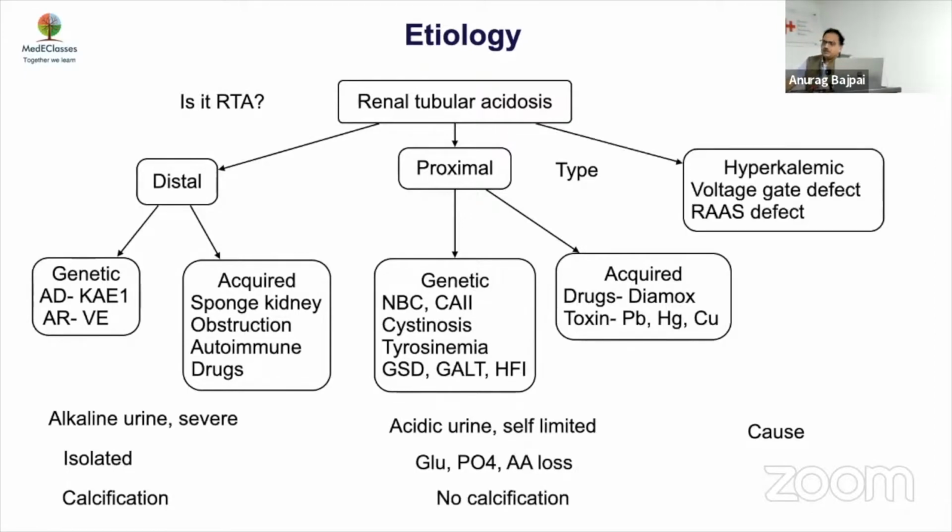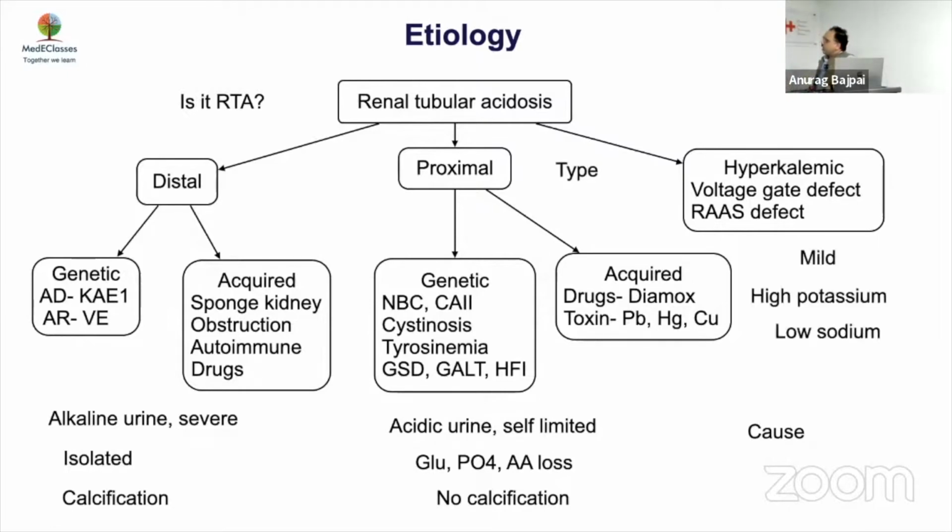And finally, we have a hyperkalemic acidosis RTA with a voltage-gated defect or a RAS defect. I'll be focusing predominantly on distal RTA because all 4 cases we have chosen are distal RTA, which is more common, more severe, and more likely to present with failure to thrive, calcification, fractures, or paralysis. The question you will ask is: is this child presenting with RTA? If it is RTA, is it proximal or distal, and what is the exact cause?